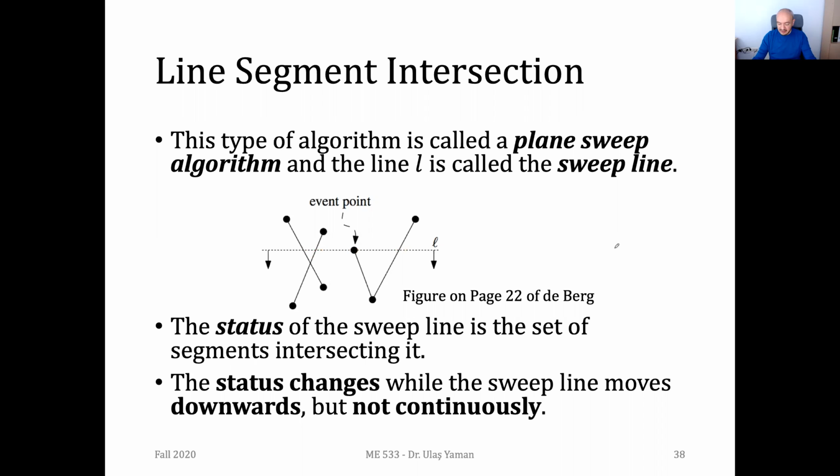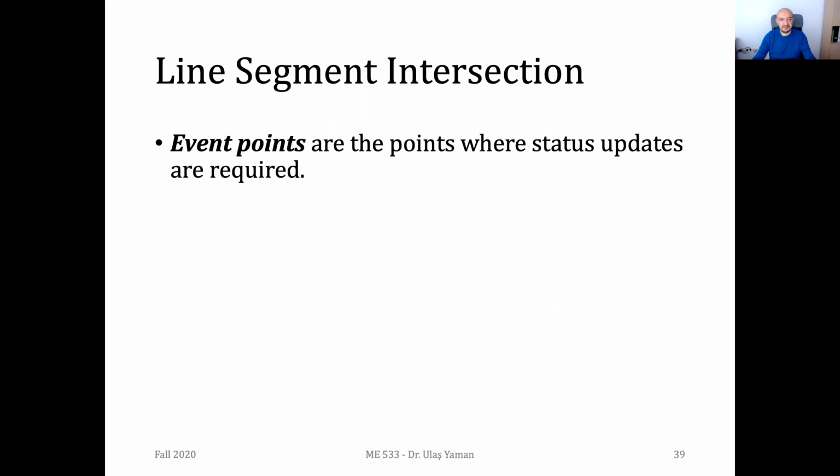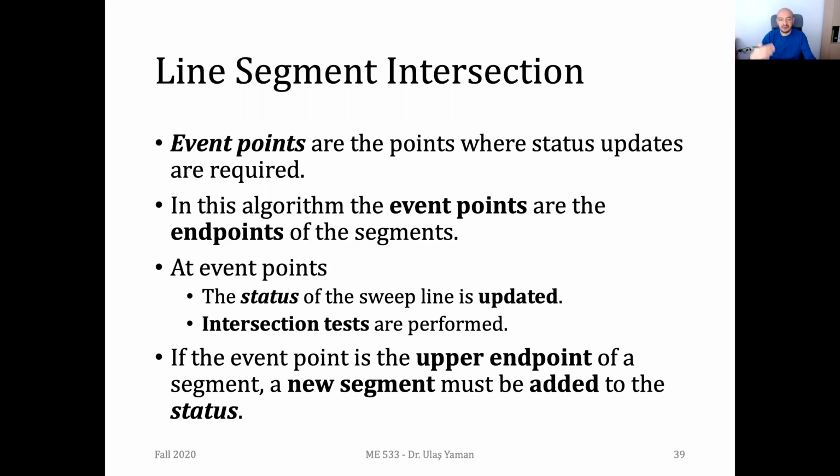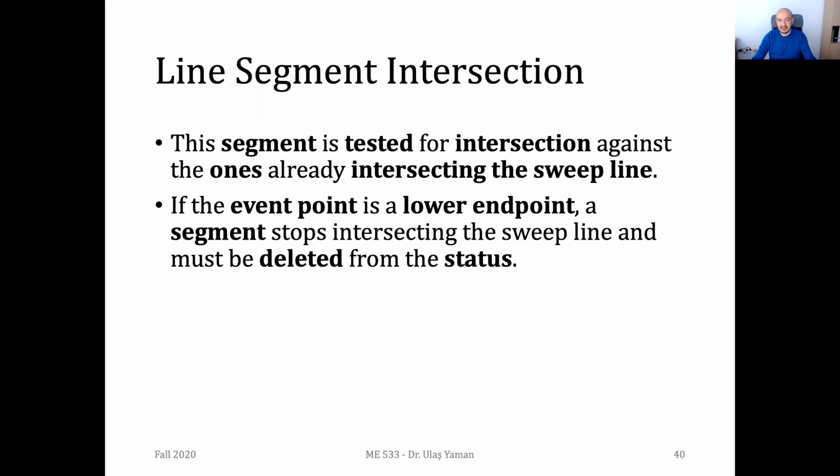We said that this is not changing continuously. It just changes at the event points, so we can say that it's a discrete operation. At these event points, we update the status data structure, do some computations, and then go on with the next event point. If it's an upper end point, a new line is added to the status. So we need to check all these pairs in the status and tell whether there are any intersections with the line segments in the status or not.